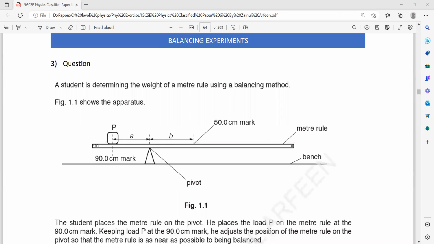Moving on to the next question, question 3. A student is finding the weight of a meter rule using a balance. All these questions are related to the balancing experiment. A load P is placed on the meter rule, a pivot is there, and there is the weight of the meter rule. The weight of the meter rule will cause a clockwise turning effect and the weight of P will cause an anti-clockwise one. If their moments are balanced, the rule will be balanced.